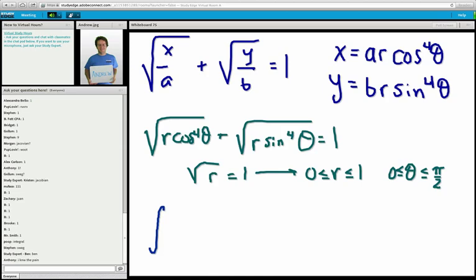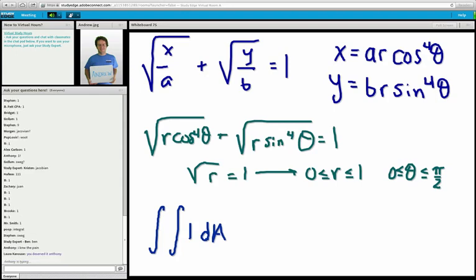Okay, so we're going to do the double integral of 1 dA. Well, what our dA would be in terms of r and theta, we need our Jacobian. So we have to go about computing a Jacobian.